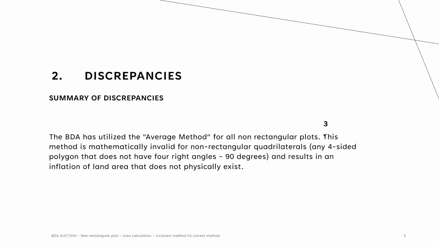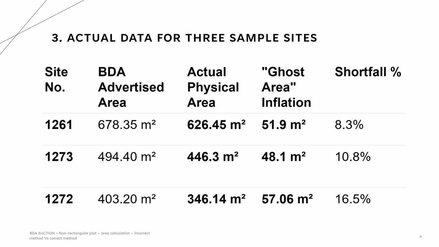angles, and results in an inflation of land area that does not physically exist. Here is some actual data for three sample sites. You can see site number 1261, 73 and 1272. The shortfall varies from 8.3% to 16.5%.